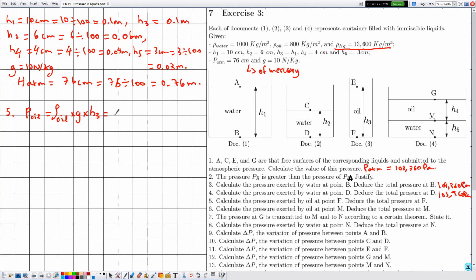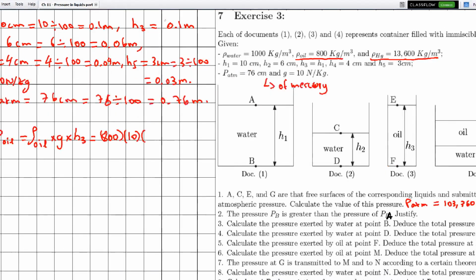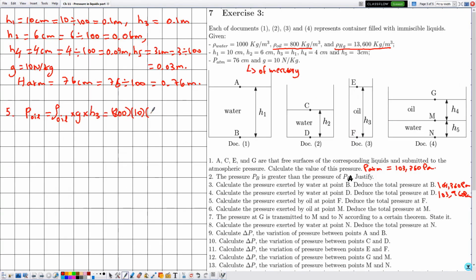So the value of the density of oil is given by 800 from here. The value of G is given by 10. The value of H3 is given by 0.1. Now plugging this on the calculator, then the pressure of oil is given by 800 Newton per meter square, everything in the SI, and this unit is denoted by Pascal.